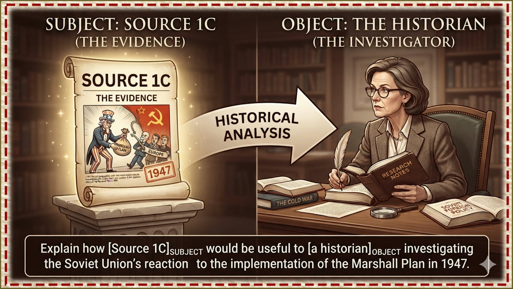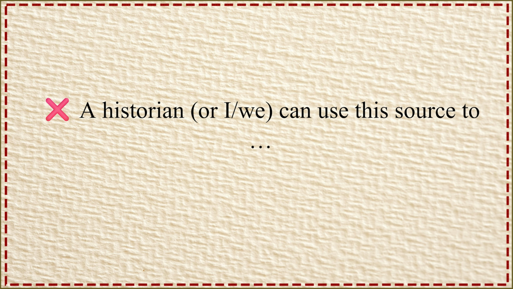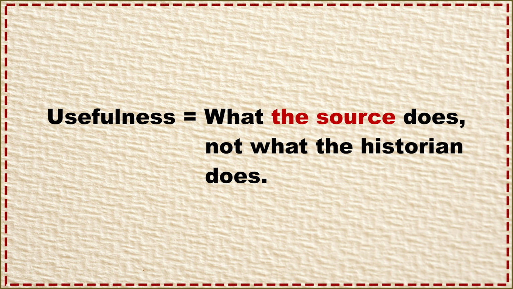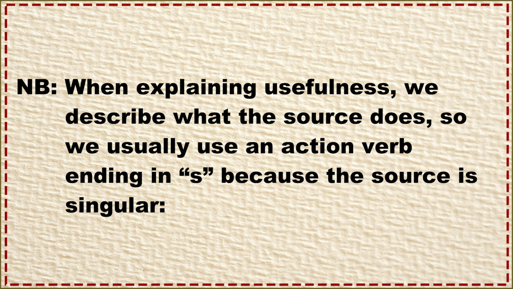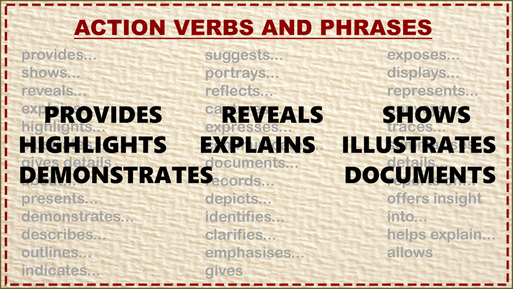This means your answer should focus mainly on the source because the source is the subject of the question, while the historian or researcher is the object of the question. So do not say, a historian can use this source too. Instead, say, this source is useful because it provides. Usefulness means what the source does, not what the historian does. Take note, when explaining usefulness, we describe what the source does, so we usually use an action verb ending in S because the source is singular. Possible action verbs and phrases include provides, reviews, shows, highlights, explains, illustrates, demonstrates, documents, amongst many others.